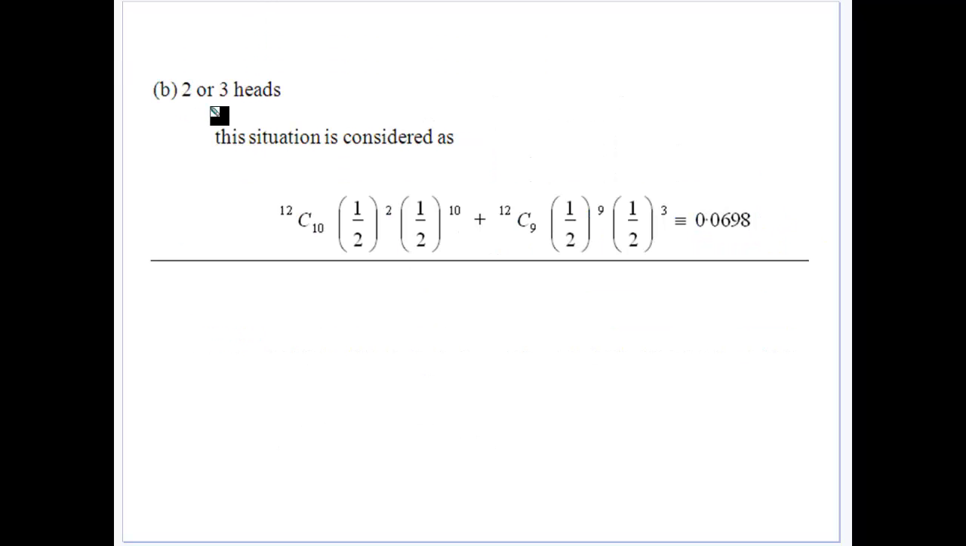So let's have a look at this one where we got 2 or 3 heads. Well, 2 heads would be 12C10 or 12C2, whichever way we want to do it. A half to the power of 2 and a half to the power of 10. So the heads are to the power of 2, tails to the power of 10. And 12C9 or 12C3, either way, that's the same. Half to the power of 9 would be the tails there. That'd be 9 tails and 3 heads. So 2 or 3 heads can come out that many ways.